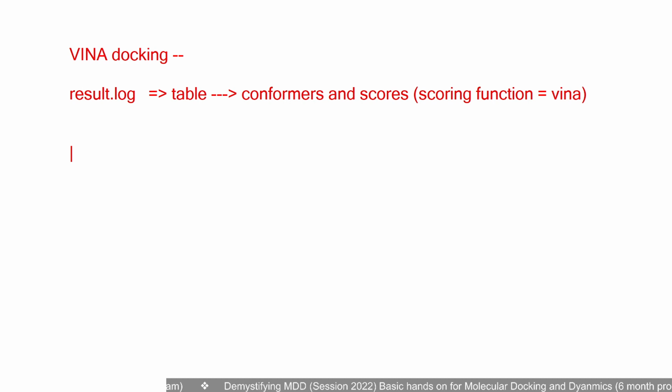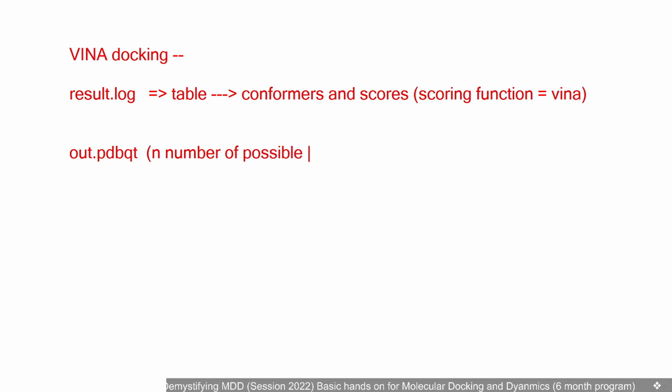Next we got out.pdbqt, meaning a number of possible interacting conformers or possible poses. So we can simply call them poses.